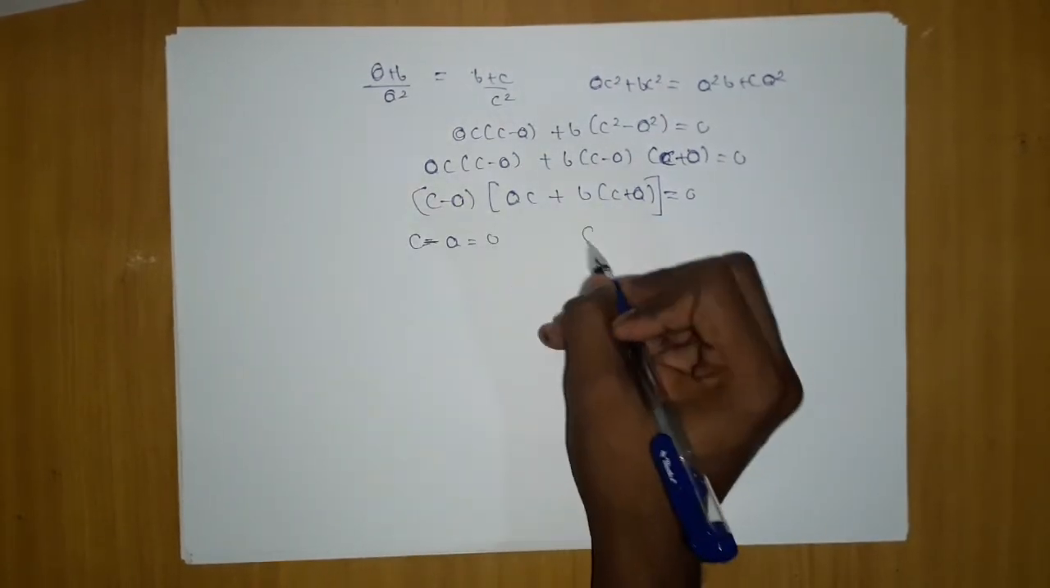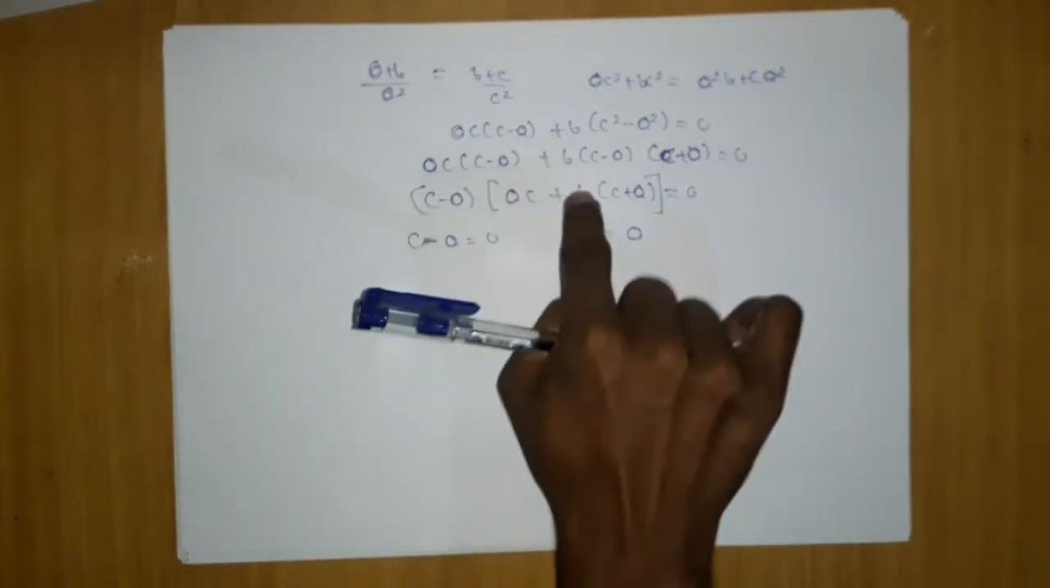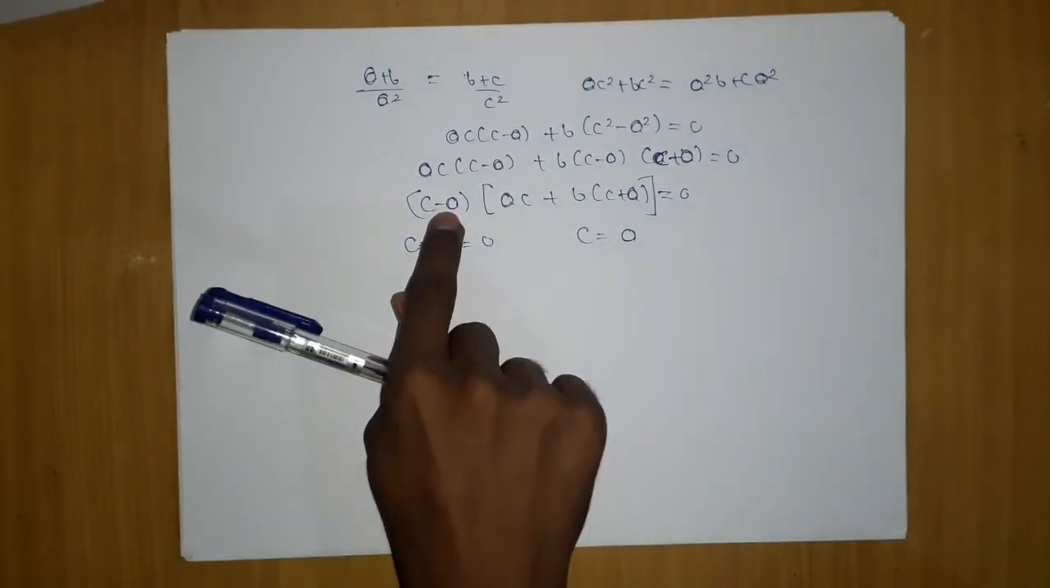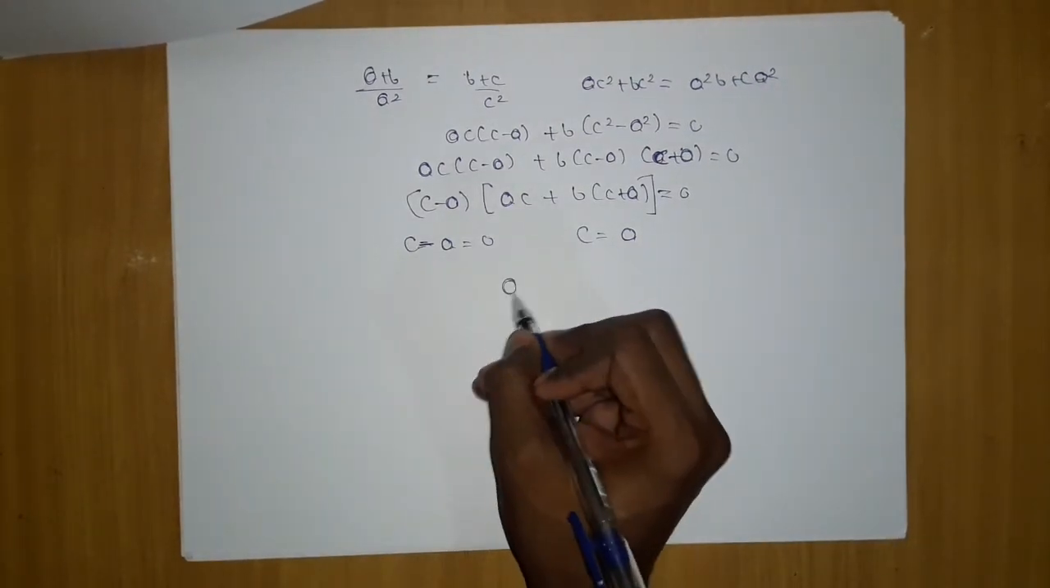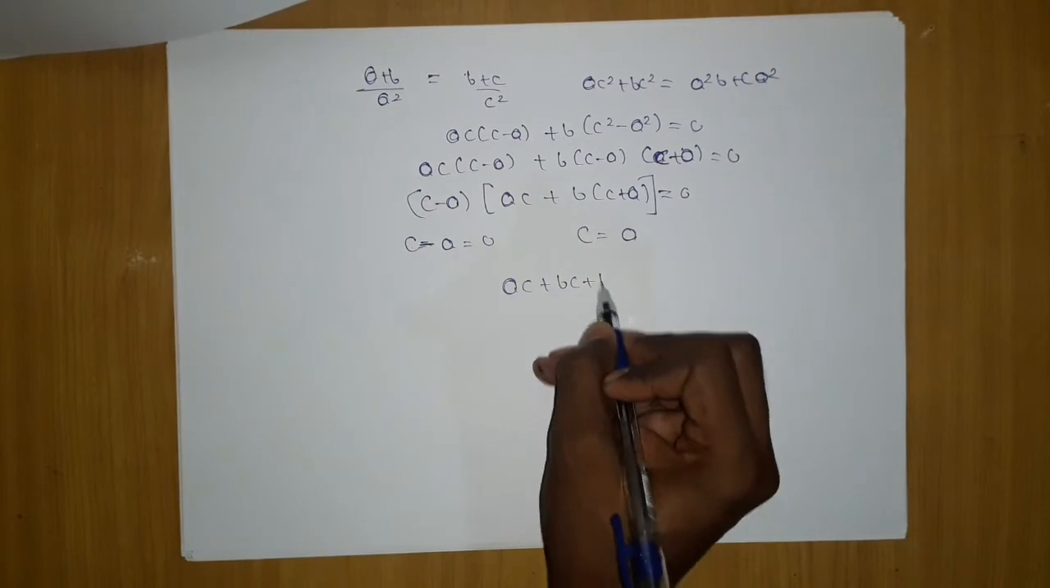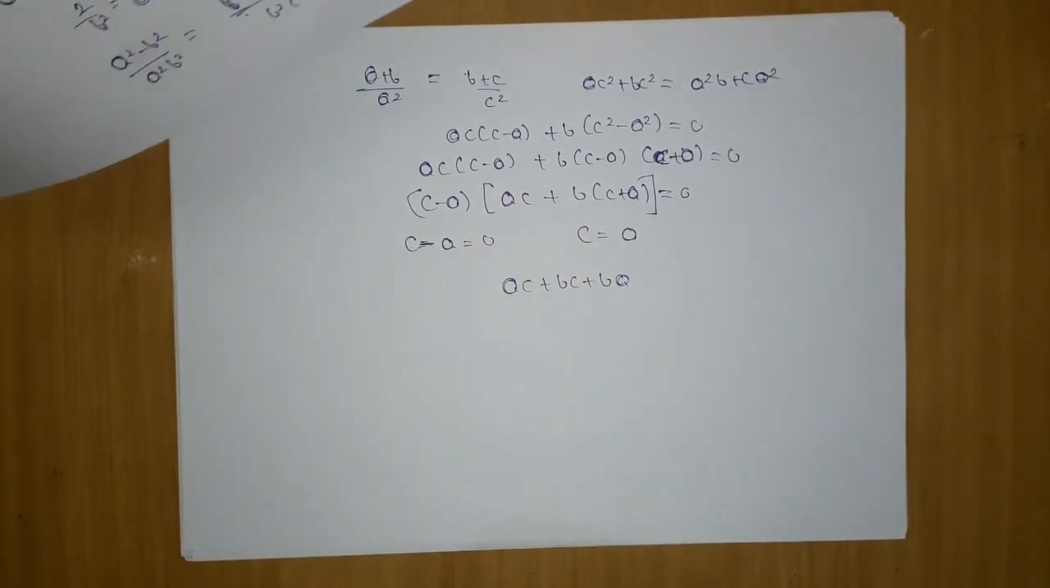If I equate it to 0, I get c is equal to a. Now I will equate the second part, that is ac plus bc plus ba should be equal to 0. Now see what it gives us.